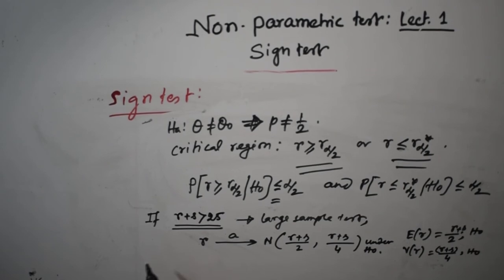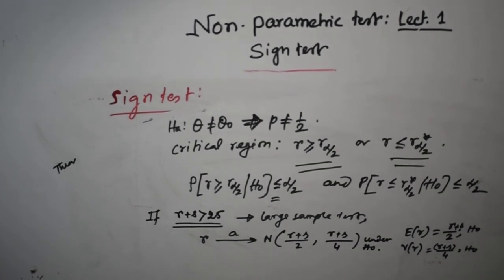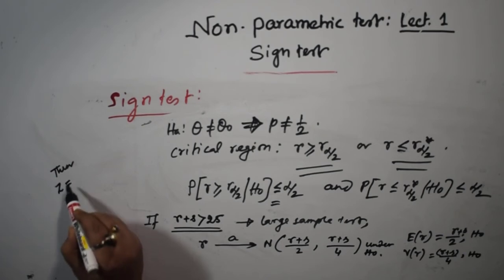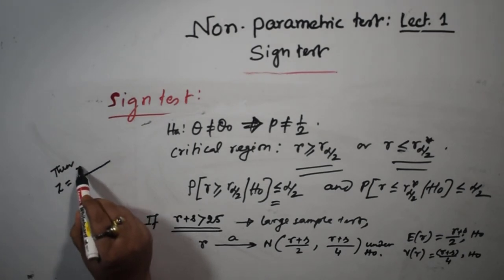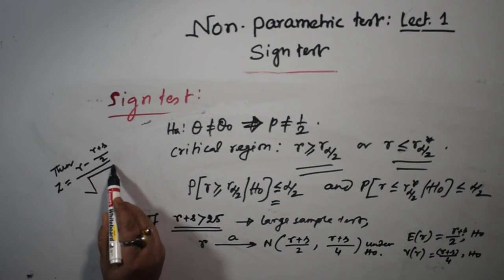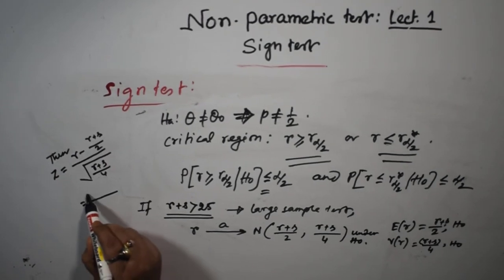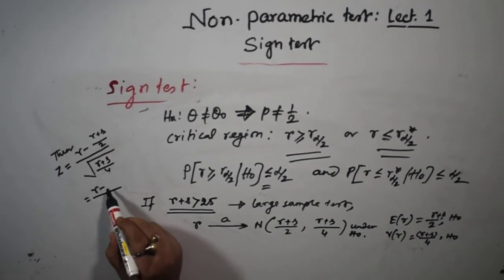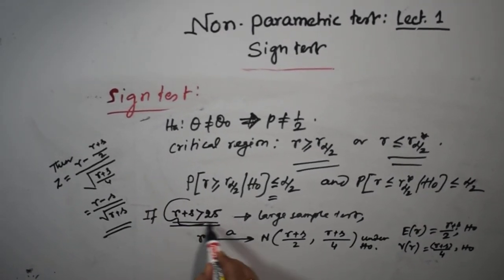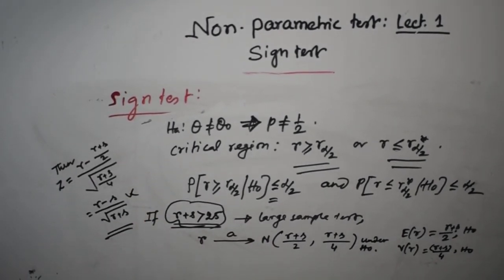under H naught. Then our Z statistic is R minus (R plus S) by 2 over root of (R plus S) by 4, which is equivalently R minus S divided by root over R plus S. So if your R plus S is greater than 25, then you use this test instead of the exact test.